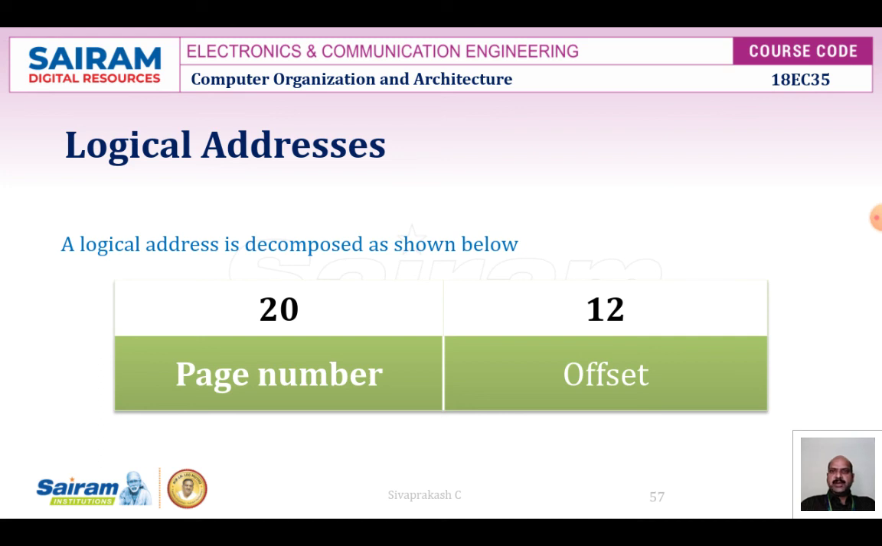The starting address of the page table is kept in a page table base register. The virtual page number generated by the processor is added to the content of the page table base register. This provides the address of the corresponding entry in the page table. The content of this location in the page table gives the starting address of the page if the page is currently in the main memory.